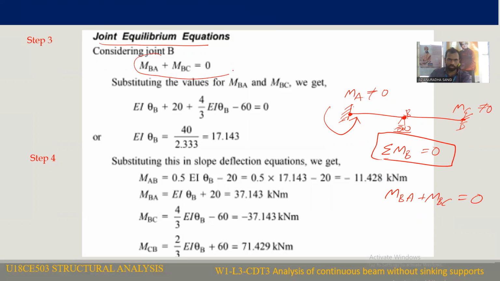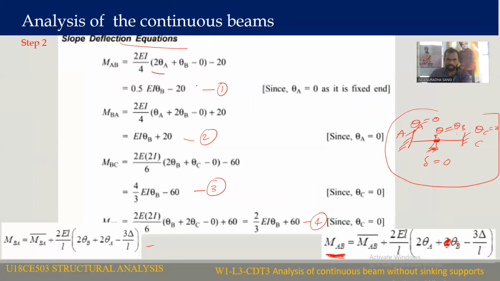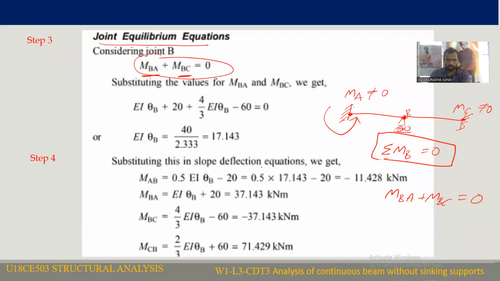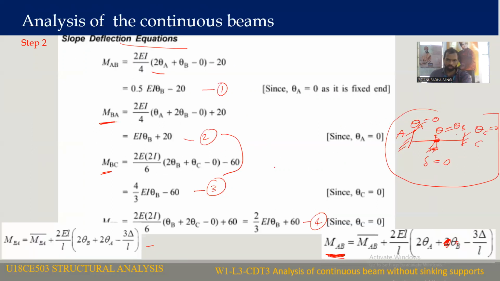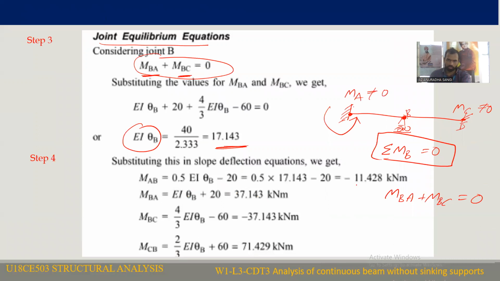From the joint equilibrium equation, we have already calculated MBA and MBC. You add equations 2 and 3 and equate to 0, and you get EI theta B value as 17.143. Now substitute the EI theta B value in these 1, 2, 3, 4 equations, and we get the final moments. MAB is equal to minus 11.428, MBA is equal to 37.143, MBC is equal to minus 37.143, and MCB is equal to 71.429.